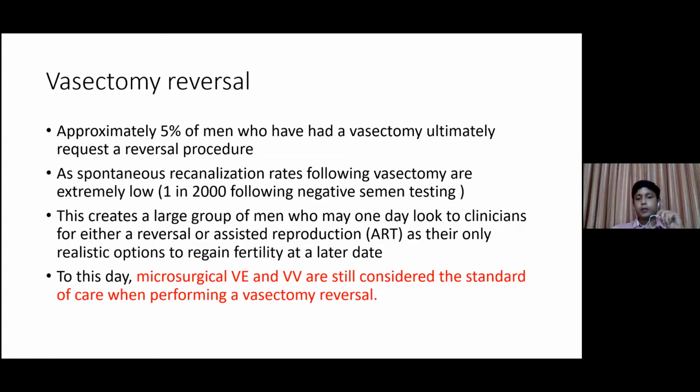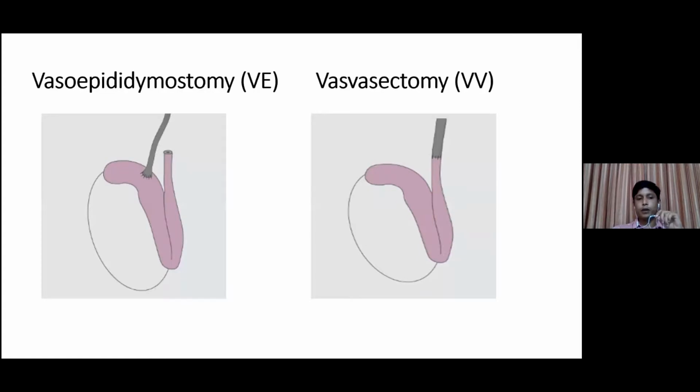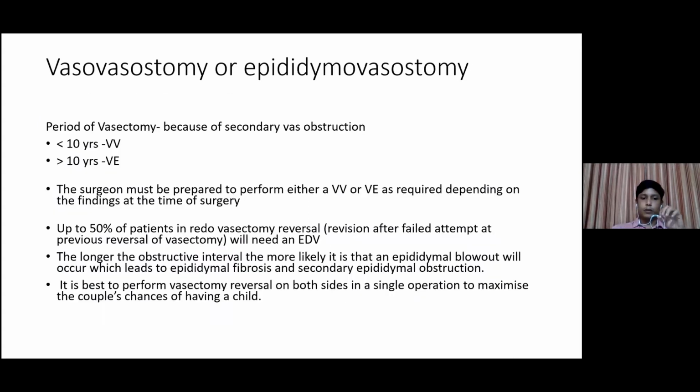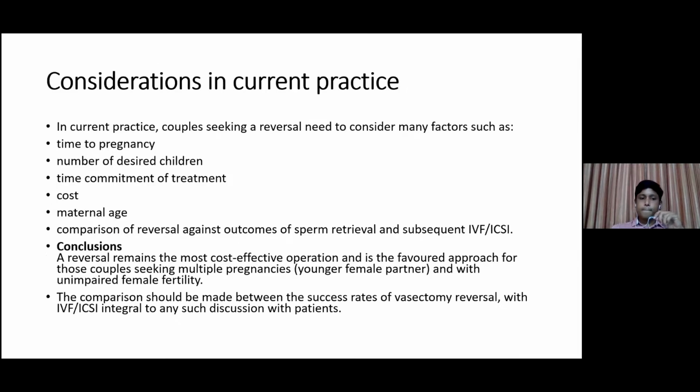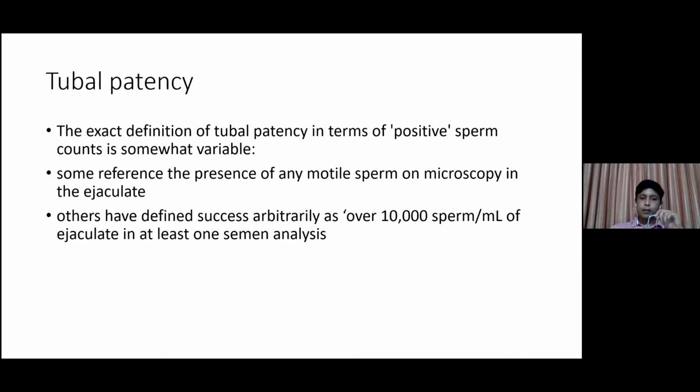There are types of surgeries we can offer. These are the surgeries: vasovasostomy or vasoepididymostomy. According to the time of surgery, we can decide what surgery we are going to offer, and according to the patient's preferences. So tubal patency, of course, means getting a positive sperm count after doing the reversal. So the counts are different.